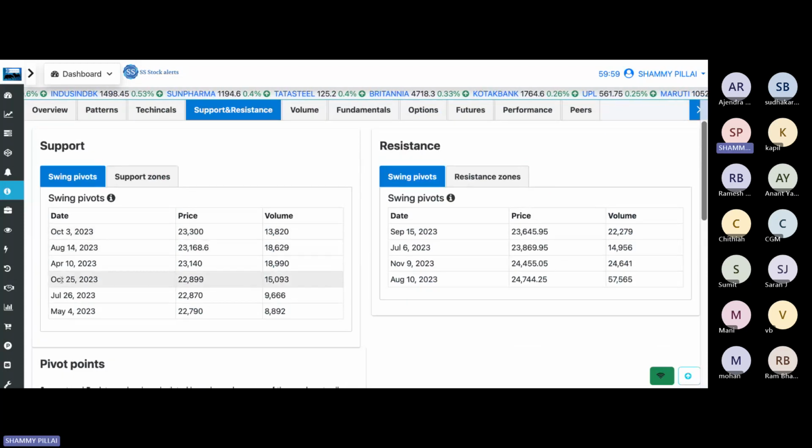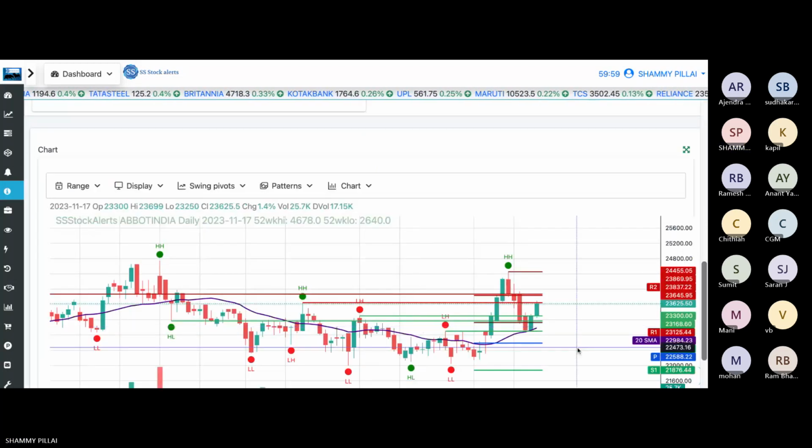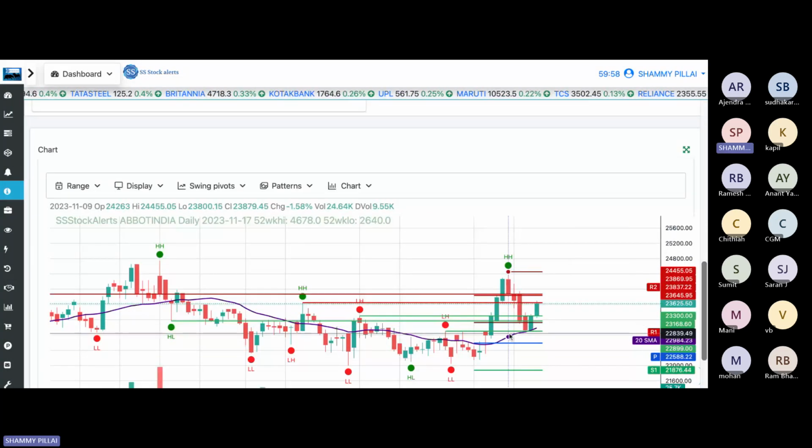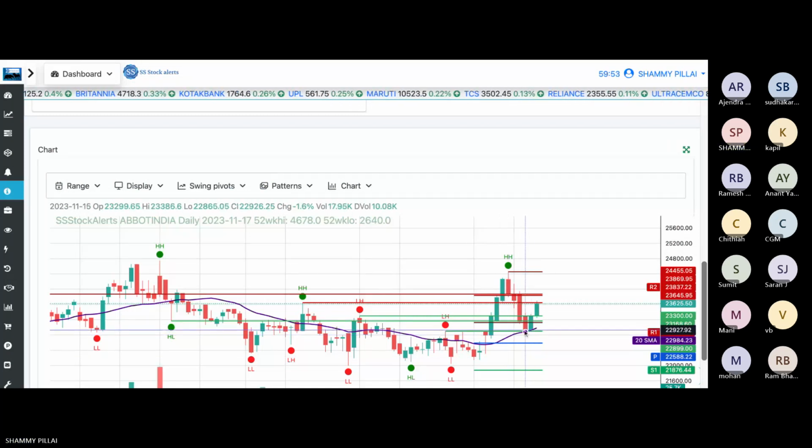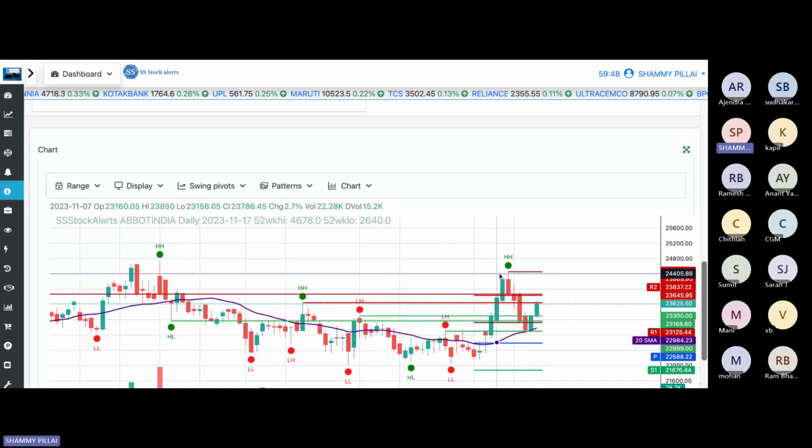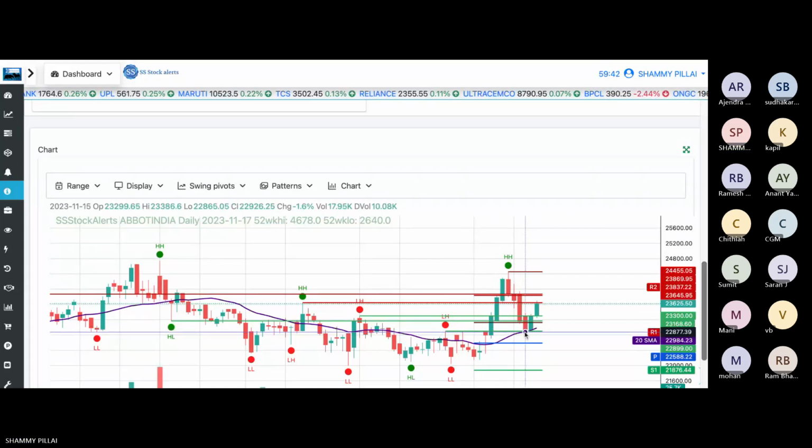So strongest support is October 25th. Strongest nearest support which is made 22,899. So 22,900 here. Double bottom. Earlier it was a strong resistance breakout. Now the strong resistance has come to strong support. Trade here now. This should be your confluence.